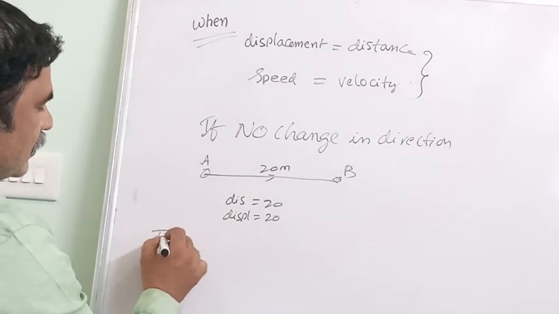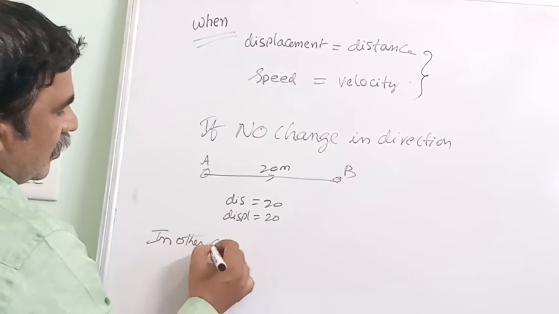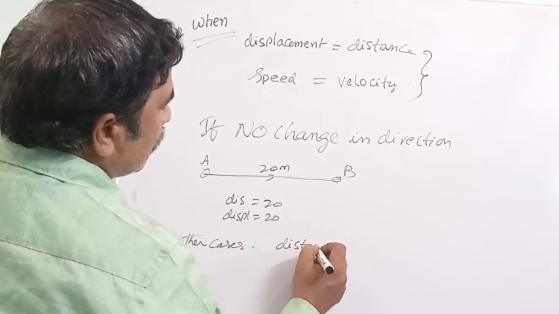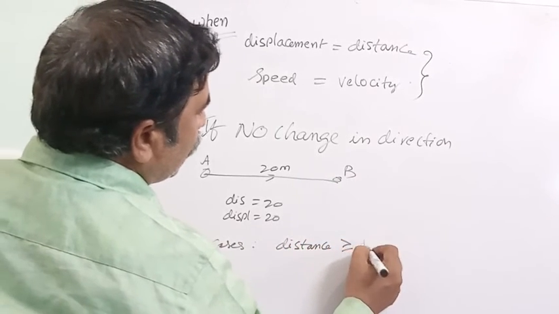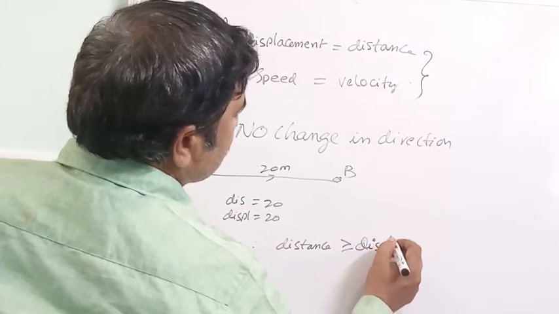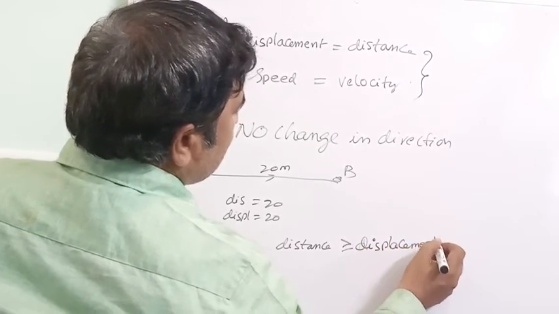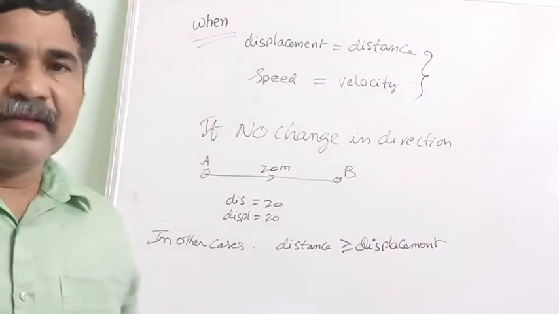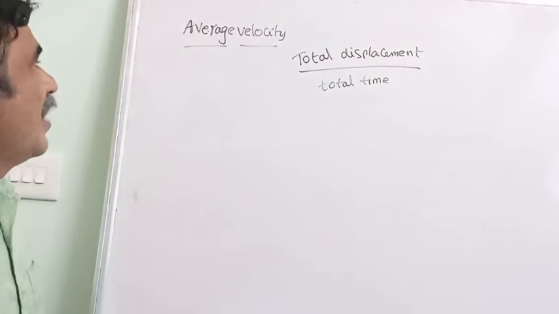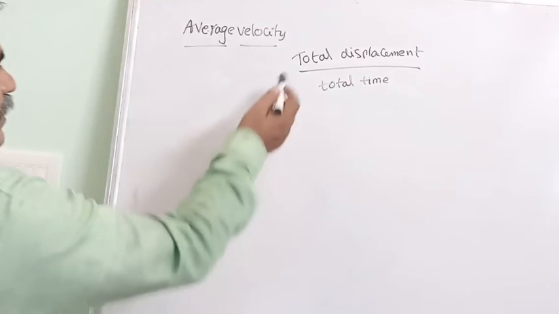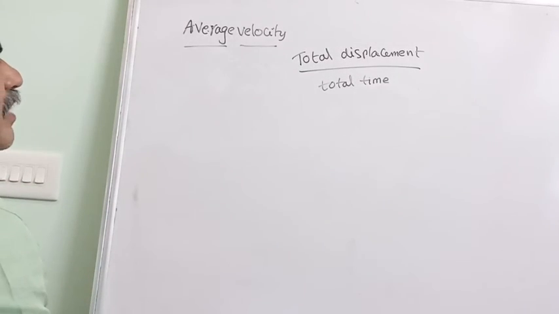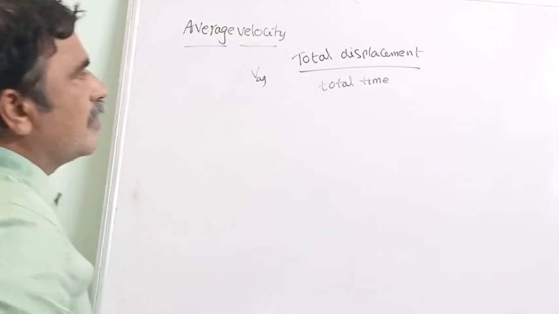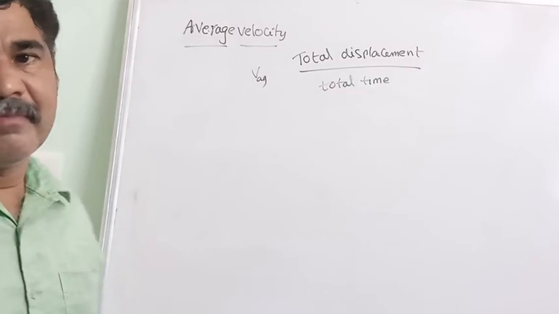In other cases, distance is always greater than or equal to displacement. Distance is always either greater than displacement or equal to displacement. Okay. Now, average velocity is nothing but total displacement by total time.